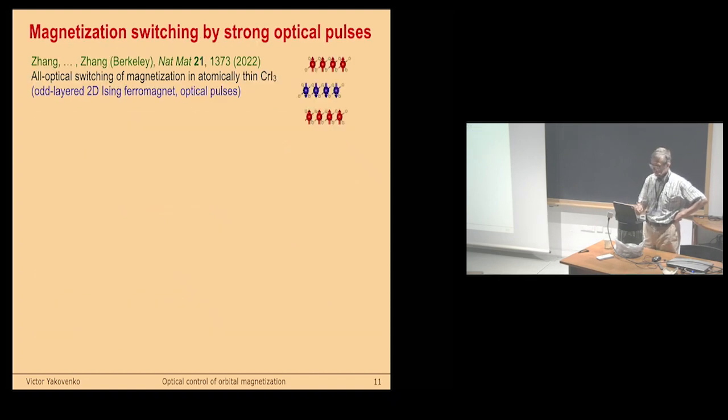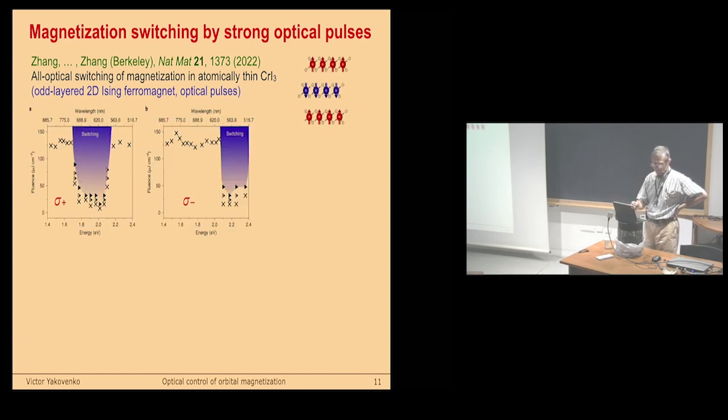This was done at Berkeley. This basic material is an antiferromagnet, up, down, but you have an odd number of layers, so effectively it's a ferromagnetic layer. What they found is that they shine light with right or left circular polarization and produce switching. They send intense pulses at low temperature, and they switch the direction of magnetization.